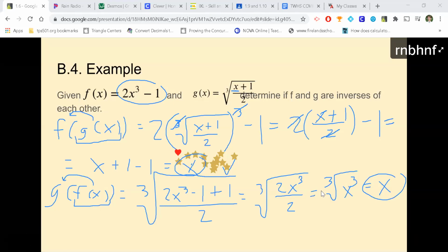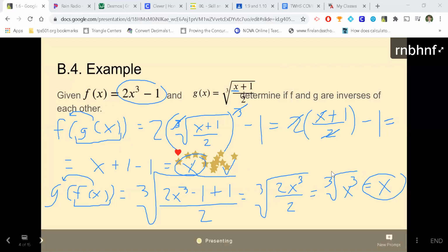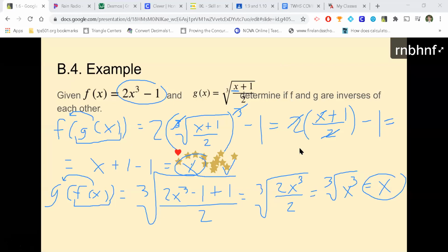Now, technically speaking, theoretically, if one works but the other doesn't, it wouldn't be inverses. So technically speaking, if there was some function f and g of x, where in one direction it worked but in the other direction it didn't, then they would not be inverses of each other. However, I think it is impossible for that to happen. I don't know, but there may have been somebody that came up with a fancy way to do it, and I just don't know about it.